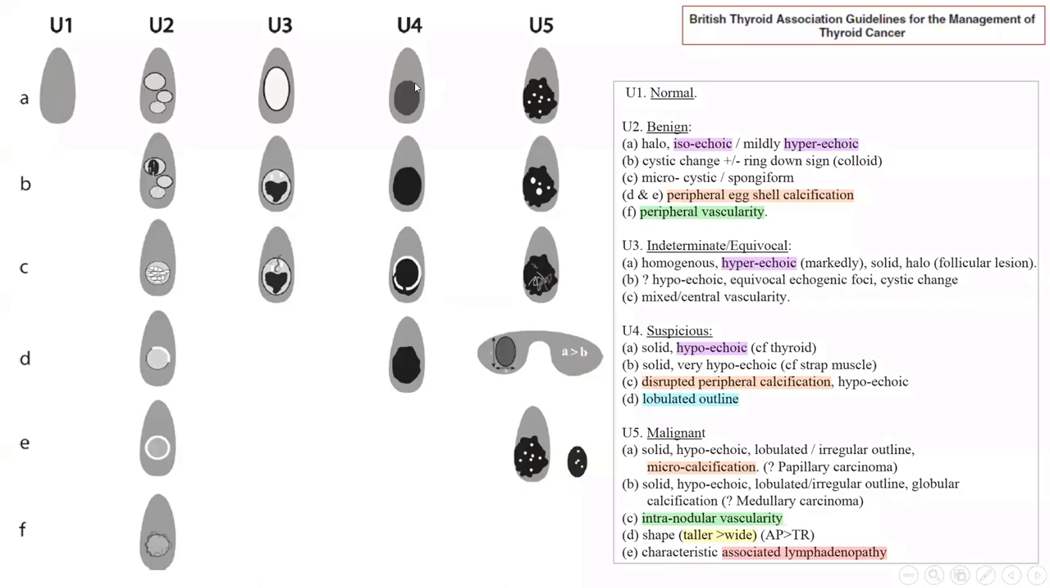So I will repeat it again. The suspicious features of malignancy: microcalcification, this is the strongest one, intranodular vascularity, a shape taller than wide, a nodule that is taller than wide like this, for example, and an associated suspicious lymph node.